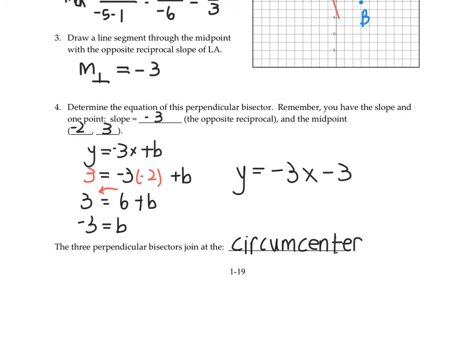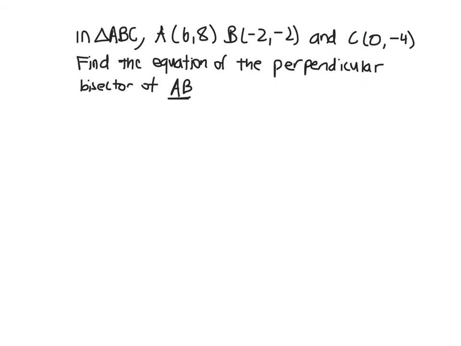Okay, and we're going to talk about the circumcenter actually in the next unit again. On a separate piece of paper, I want you to write this question down, and I want you to try to find this perpendicular bisector on your own. Follow the steps that we just came up with on the previous page, and then we'll take it up. So you're going to have to pause the video.